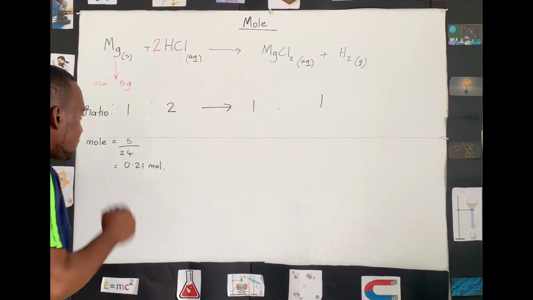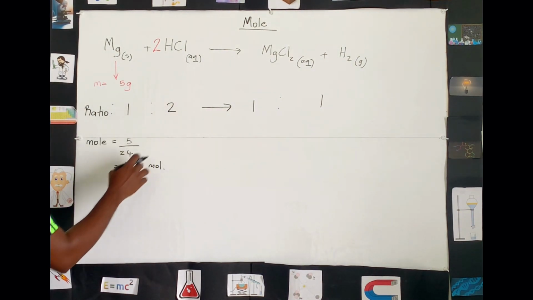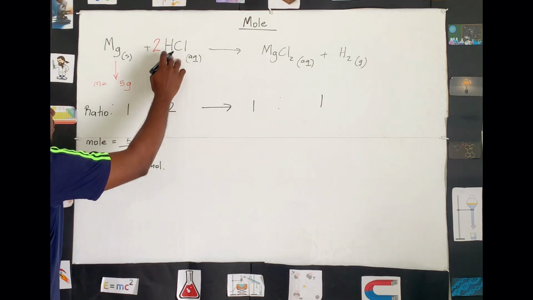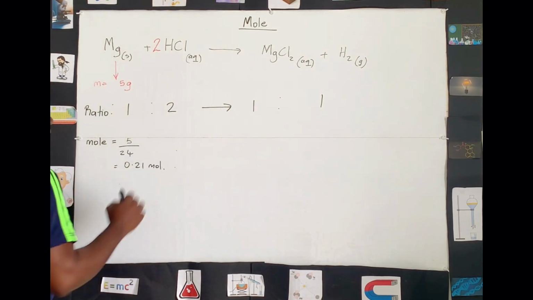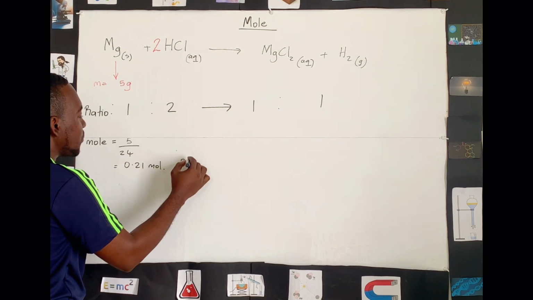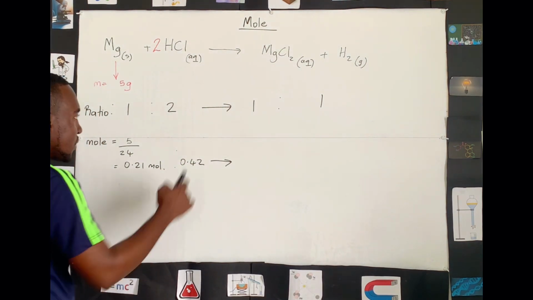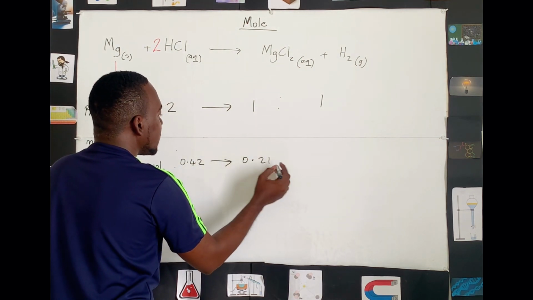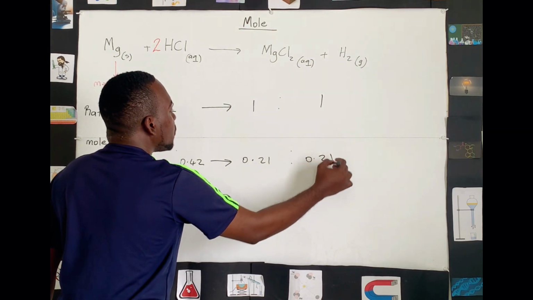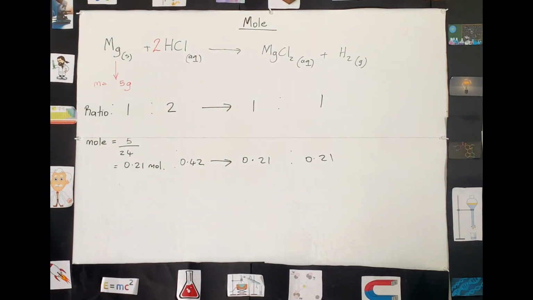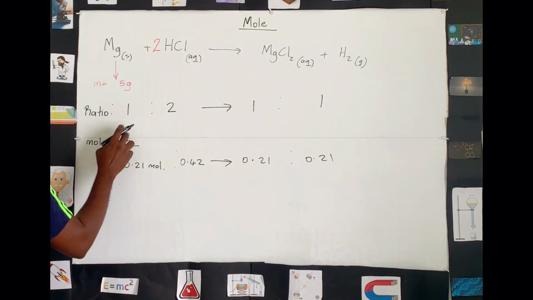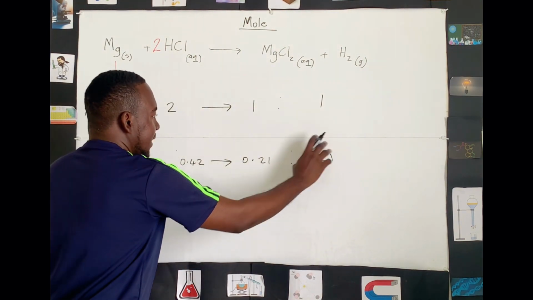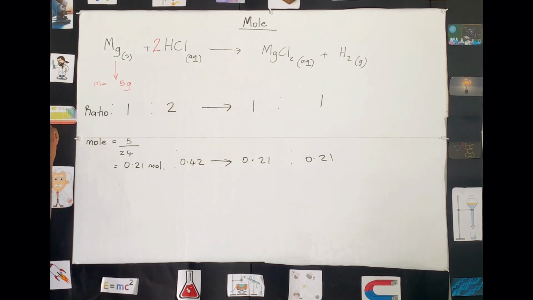And what that means is, because it's a 1 to 2, if it's 0.21 moles of magnesium that was used, then for the moles of hydrochloric acid used in this experiment, it would be 2 times this, which would be 0.42. And that would give us the same mole as magnesium, 0.21 mole of magnesium chloride, and also 0.21 mole of hydrogen gas. So now we know, just by how much magnesium we used initially, how many moles of the other substances were made in this formula.